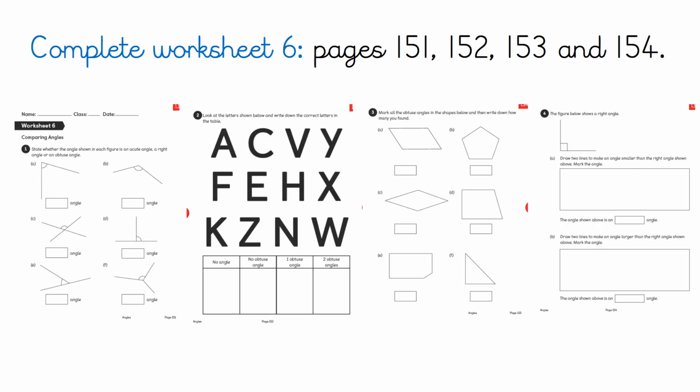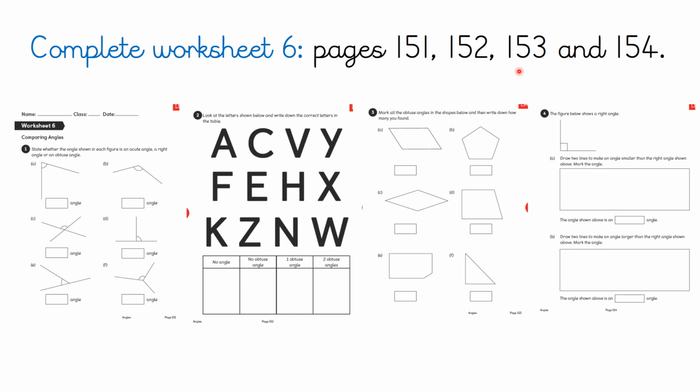Workbooks today, we're going to be comparing angles and putting into practice everything we've learned. On page 151, we need to look at the different figures and state whether the angle shown is an acute angle, a right angle, or an obtuse angle. On page 152, we need to do exactly the same as we've done during our lesson. Please look at the different letters and mark the angles. You can use different colors to mark the different types of angles. Then write them down in the right column.